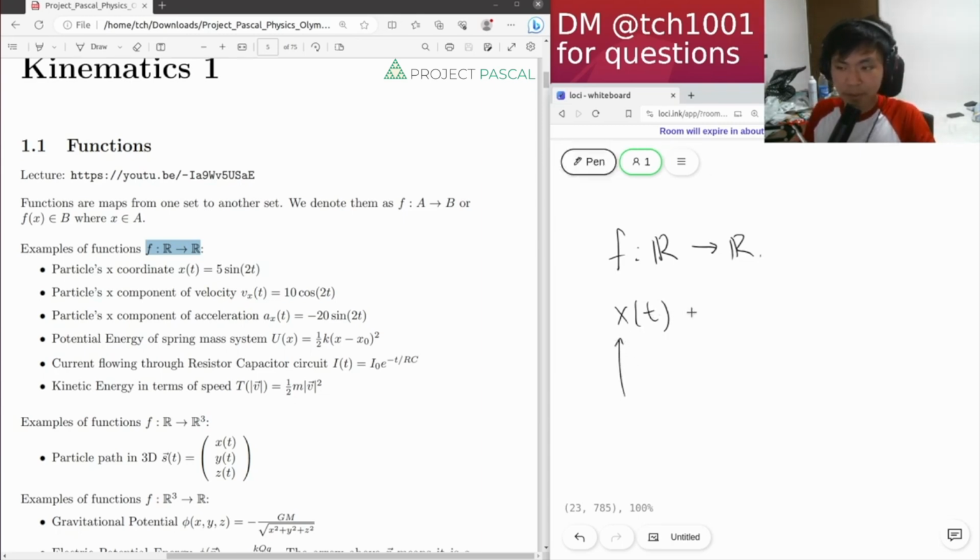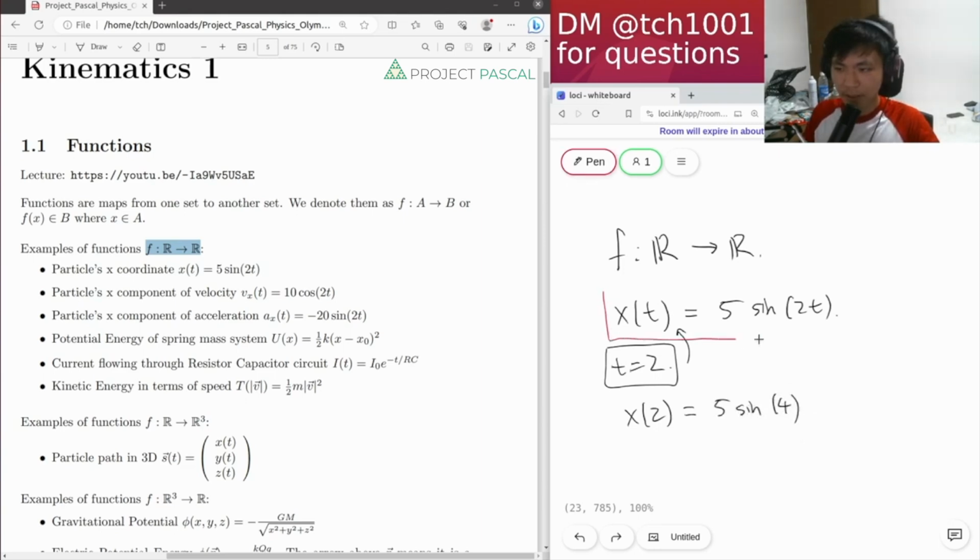So for example, if the function x of t is given by 5 sine 2t, and I tell you that the time t right now is 2 seconds, then you can substitute t equals 2 into the function x of t, and get that the particle's location, or the particle's x-coordinate, at 2 seconds is equal to 5 sine 4, which is a numerical value. So functions allow us to describe the motion of a particle throughout time by specifying for each time t how to calculate the particle's position. But this is just for 1D motion.